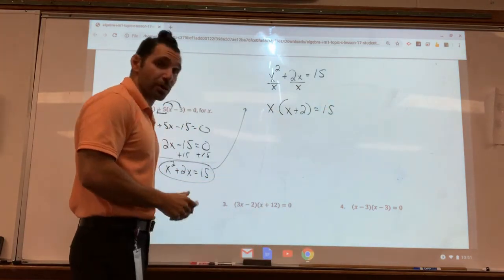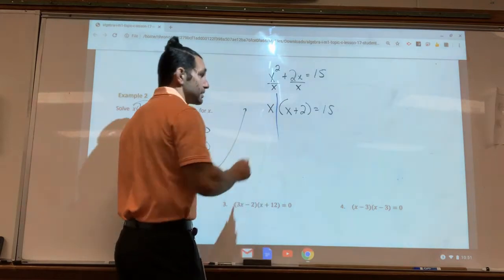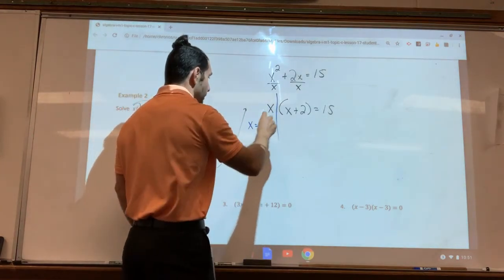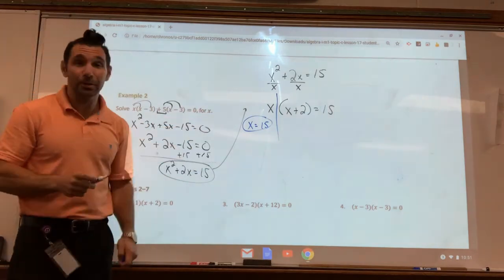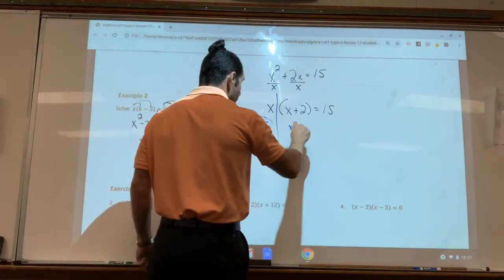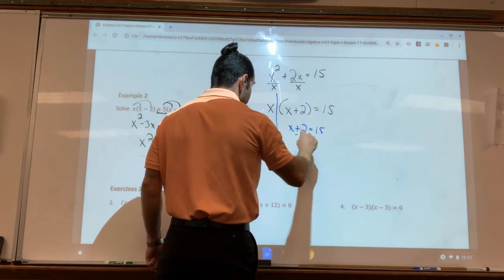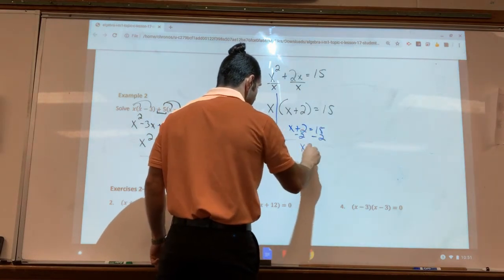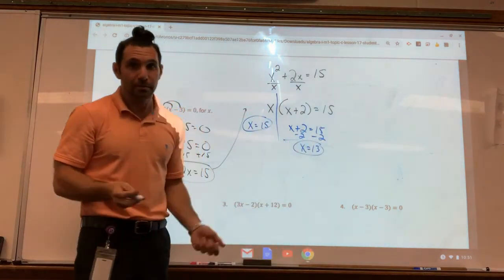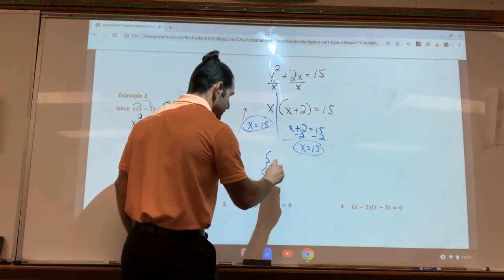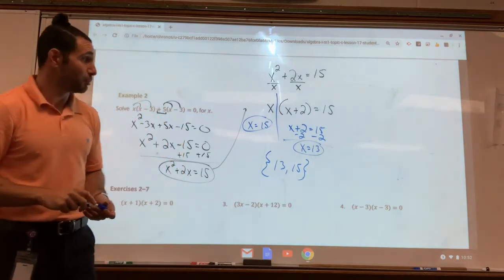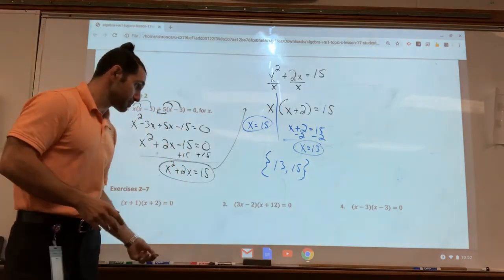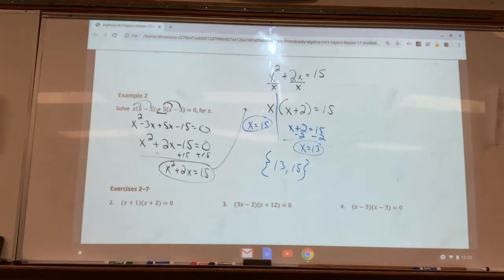Well, Mr. H, how do you solve this? Separate it. X equals, well, what's on the right side? 15. There's one of my answers. That is the answer. X could equal 15, or you have to solve x plus 2 equals 15, subtract 2, x equals 13. Well, how do I write them? 13 or 15. Plain and simple. Let's do a couple more examples.